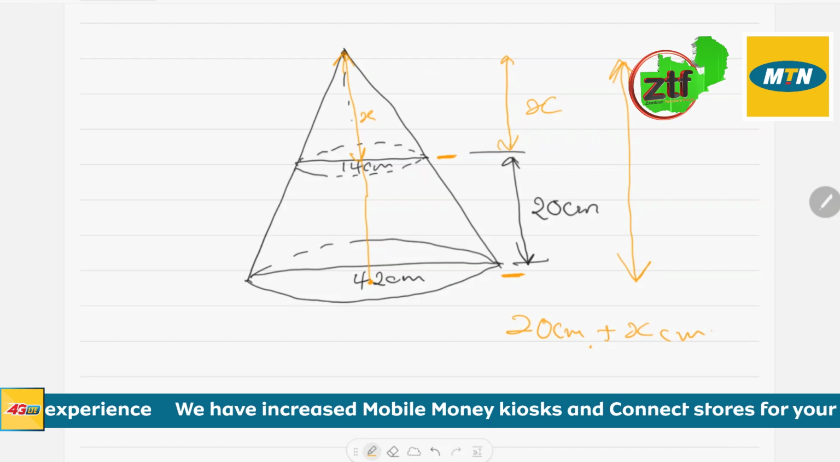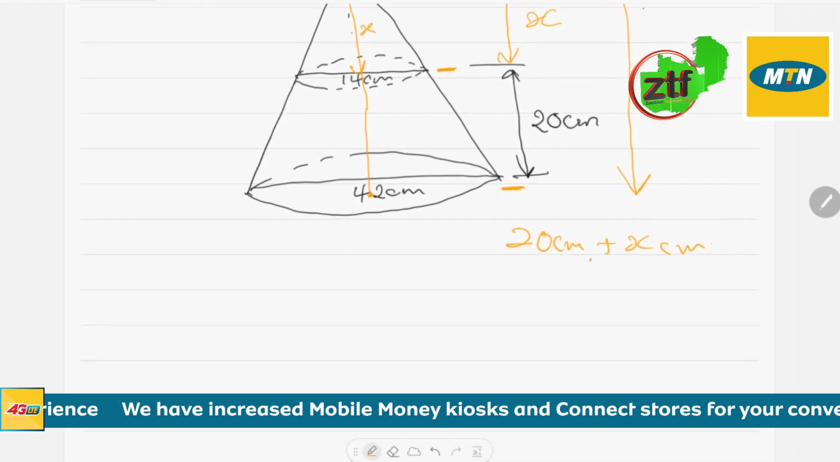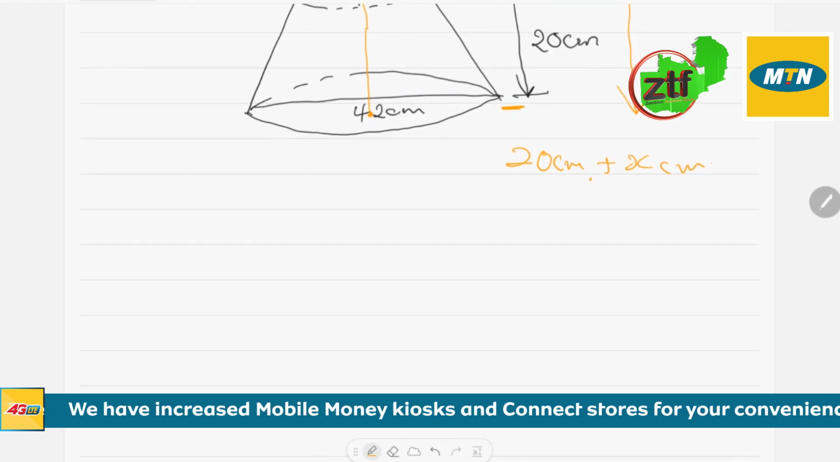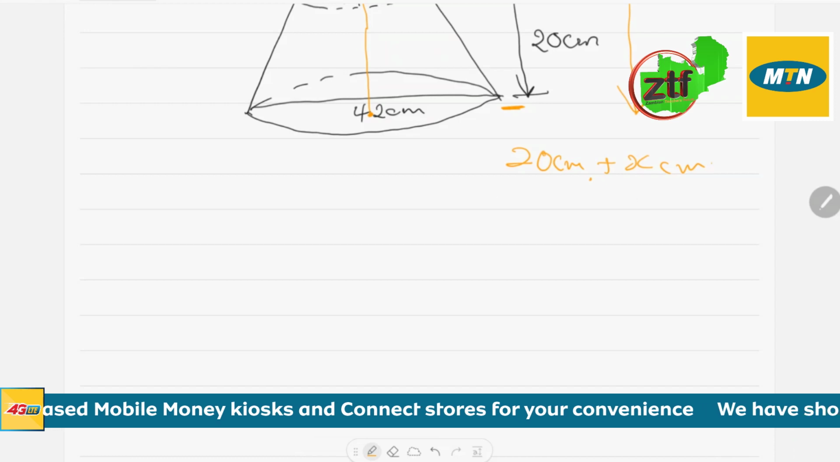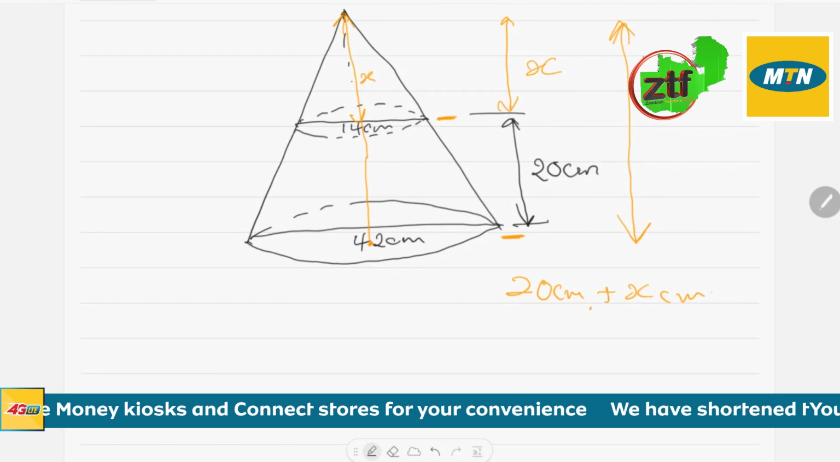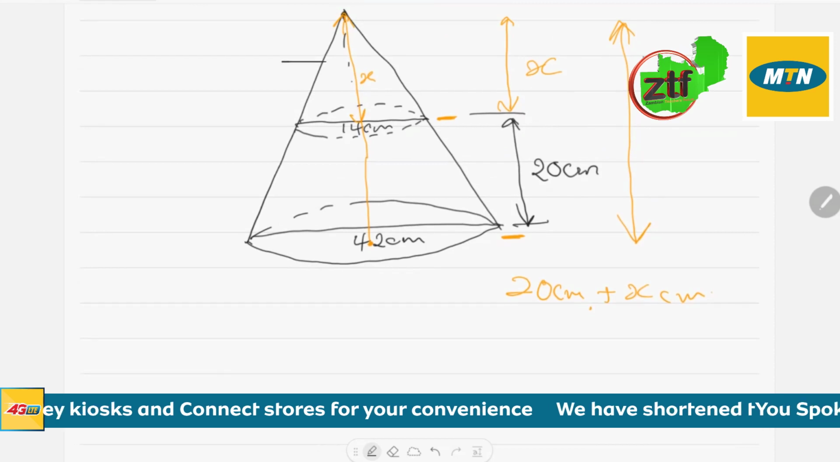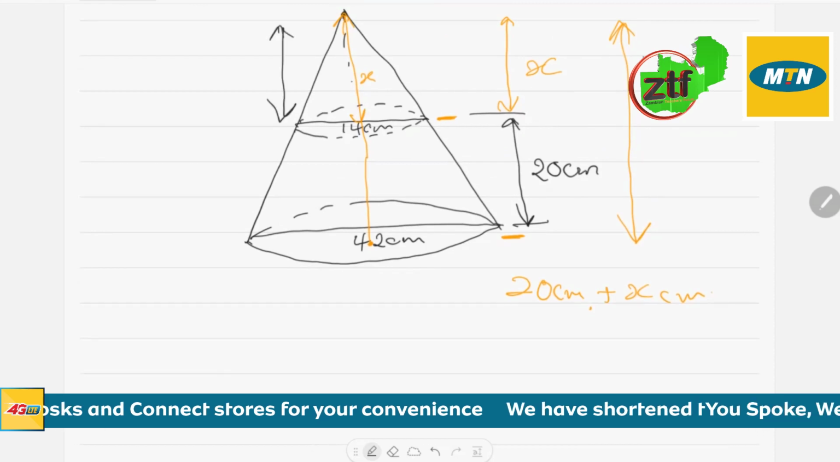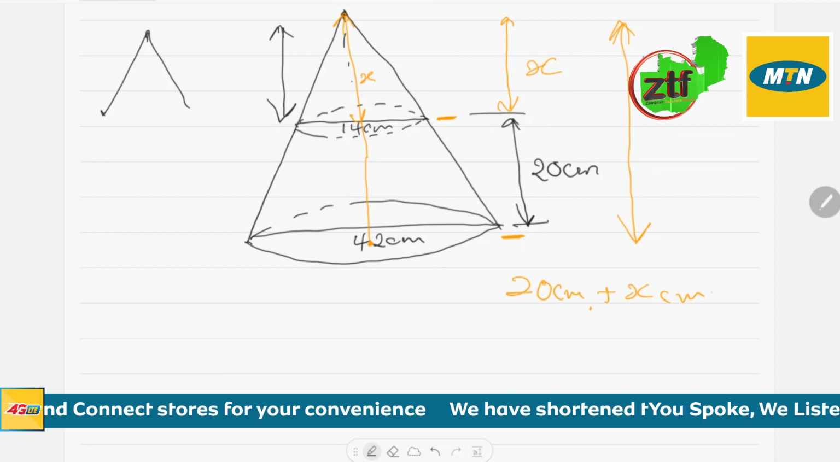So how can we find the value of x? We'll take ratios of height to radius or height to diameter and then find the value of x. So when you look at the ratio from a smaller cone, we have this one, this part here. This is a small cone. It looks like this.